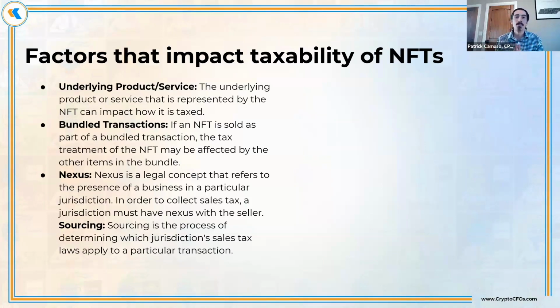And then, of course, as I previously outlined, nexus and sourcing. So we need to look at, do you have a nexus in the state that you're selling to? And before we even determine nexus, we need to determine sourcing to understand where this transaction is going to be taxed, in what tax jurisdiction, and where it is going to be considered taking place. So now you have a basic overview on what sales taxes are and what some of the factors are that impact the taxability of NFTs.